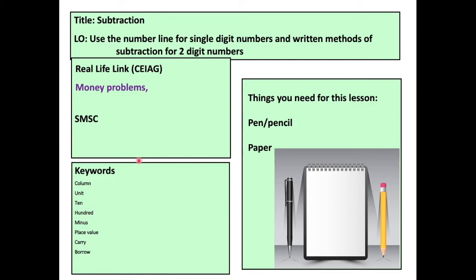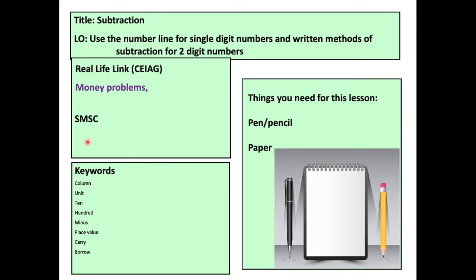In today's lesson, we're going to be looking at doing some subtraction. The learning objective is to use the number line for single-digit numbers and written methods of subtraction for two-digit numbers. Real-life scenarios mainly include money problems. The things that you need for this lesson are just a pen or a pencil and some paper.